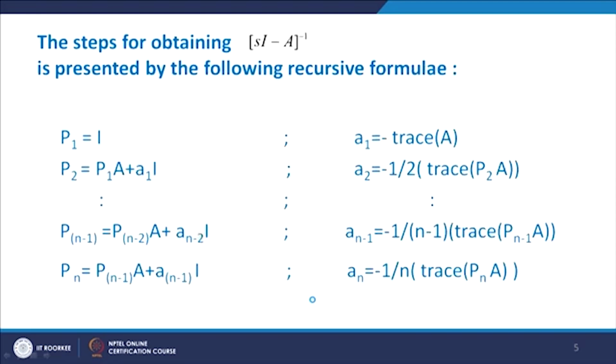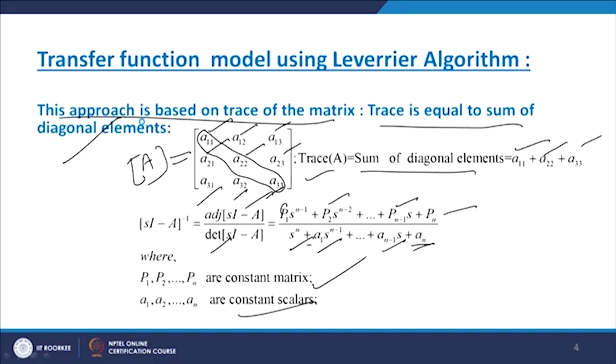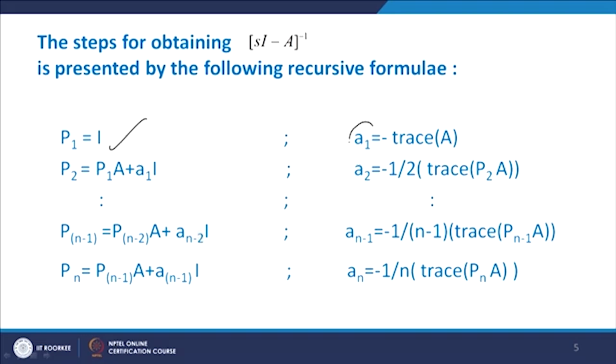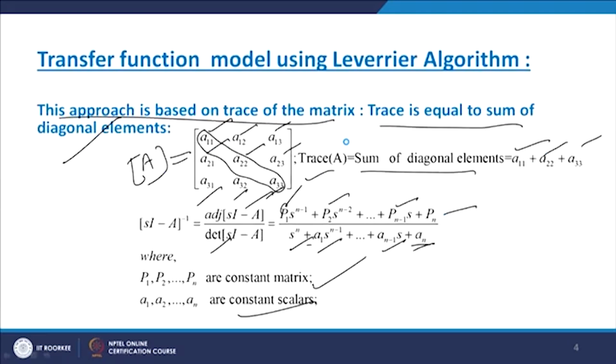Now, the steps for obtaining (sI minus A) inverse. The first step, we write P1 equals I, that is an identity matrix. So, we write this first element P1 equal to the identity matrix. Now, A1 equals minus trace of A. So in this case we have got P1 and A1, where A1 equals minus trace of A and P1 is nothing but the identity matrix.